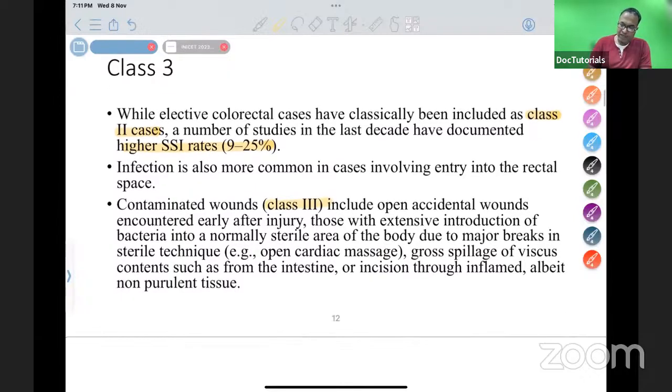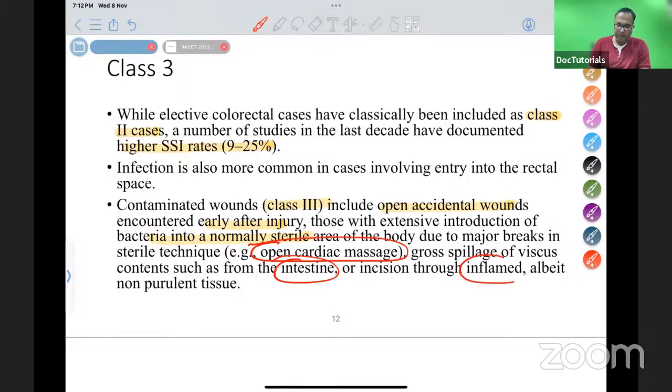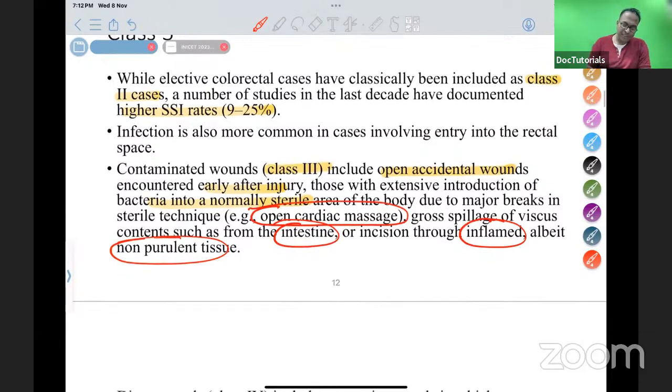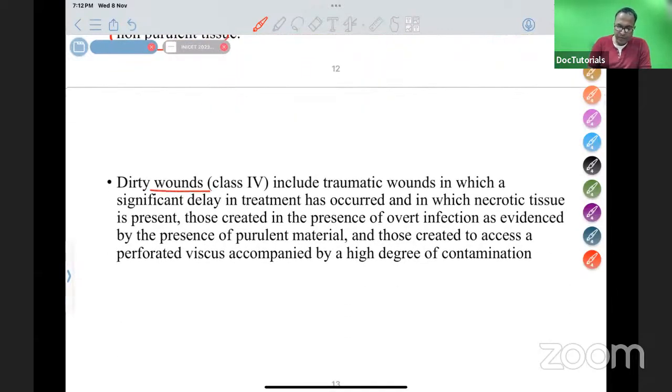Contaminated wound, what is a contaminated wound? Open accidental wounds encountered early after injury, like introduction of bacteria into a normally sterile area in the body due to major breaks, like open cardiac massage. So this is a direct question. Gross spillage of contents from the intestine or incision through an inflamed appendix or non-purulent tissue, because purulent tissue comes under category 4. So please don't forget, open cardiac massage comes under category 3. Category 4 wound has purulent material, perforated viscus with a high degree of contamination. All this comes under dirty wounds.